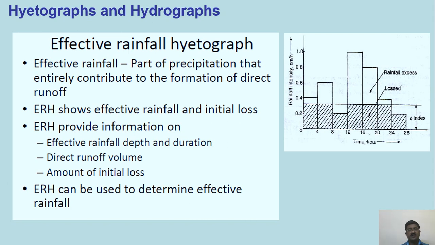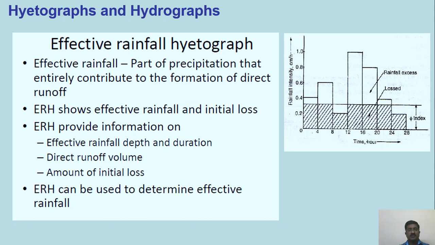As we have studied, a hydrograph is plotted against rainfall intensity and time. Time is plotted on the x-axis and the rainfall intensity is plotted on the y-axis here, and these bars are indicating the rainfall. Now, effective rainfall hydrograph.